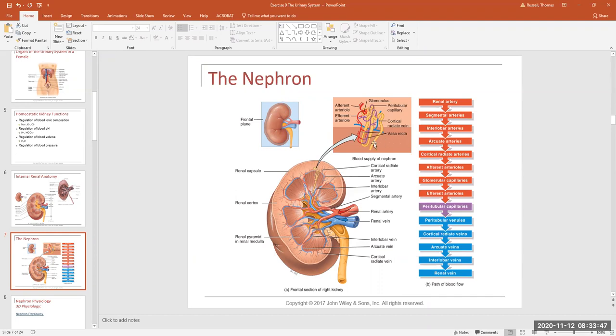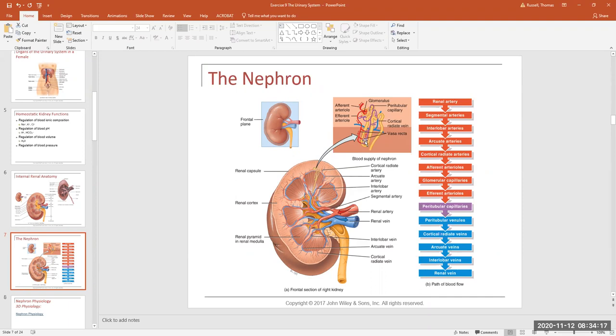So blood is going to go from the cortical radiate artery here in the cortex and supply blood into the afferent arteriole, which sends it to the glomerulus so we can filter the blood and form the filtrate. The blood then leaves via the efferent arteriole and flows into the peritubular capillary network out in the cortex and the vasa recta down in the renal medulla.